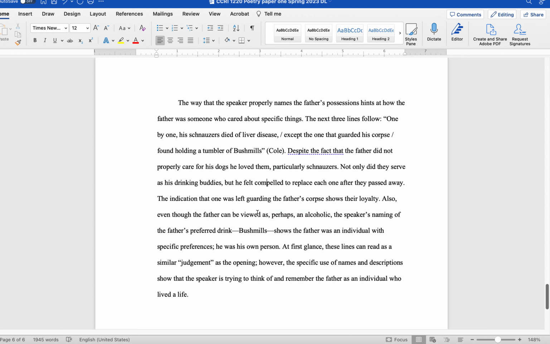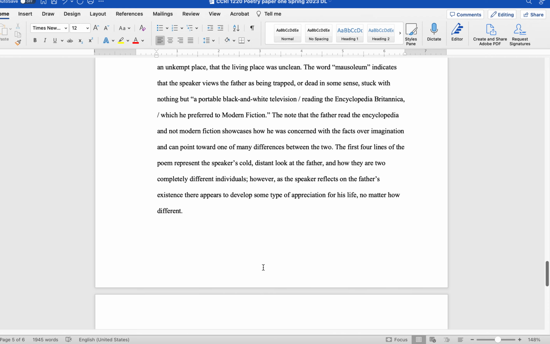Also, even though the father can be viewed as perhaps an alcoholic, the speaker's naming of the father's preferred drink, Bushmills, shows the father was an individual with specific preferences. He was his own person. So I'm looking at the schnauzers and Bushmills here. At first glance, these lines can read as a similar judgment as the opening. However, the specific use of names and descriptions show that the speaker is trying to think of and remember the father as an individual who lived a life.